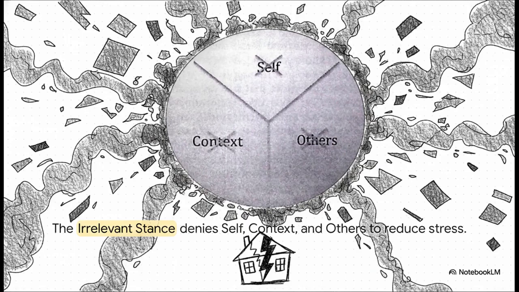And when a family's structure breaks down under that kind of intense pressure, you see dysfunctional coping mechanisms pop up. Take the irrelevant stance, for instance. This is where a person literally crosses out the self, the context, and others. They are denying or completely distorting reality just to reduce the immediate pain. It's not just a bad reaction, it's a total structural collapse.